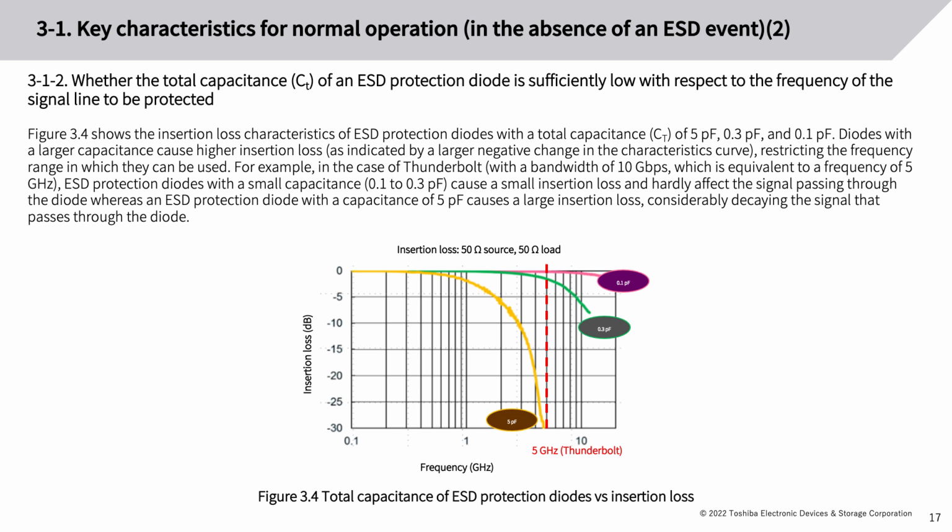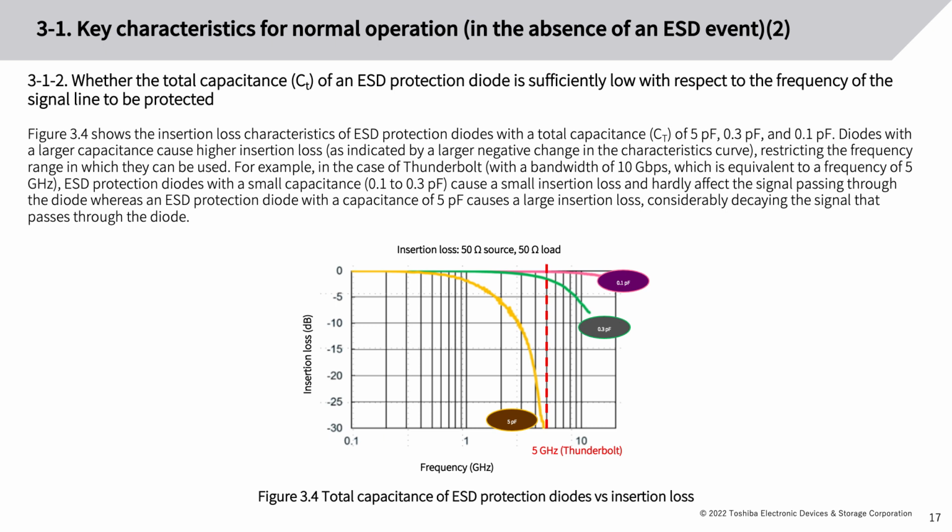Figure 3.4 shows the insertion loss characteristics of ESD protection diodes with a total capacitance, Ct, of 5 picofarad, 0.3 picofarad, and 0.1 picofarad. Diodes with the larger capacitance cause higher insertion loss, as indicated by a larger negative change in the characteristics curve, restricting the frequency range in which they can be used.